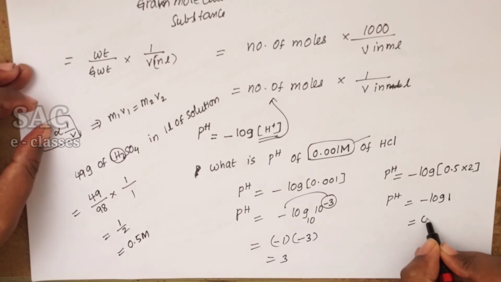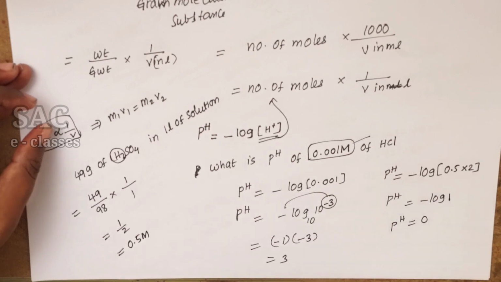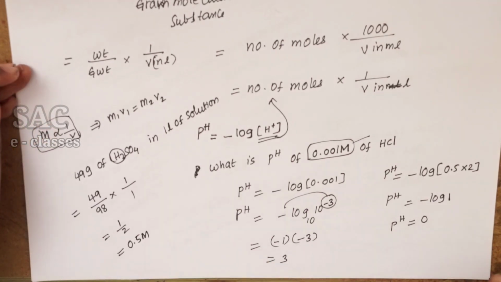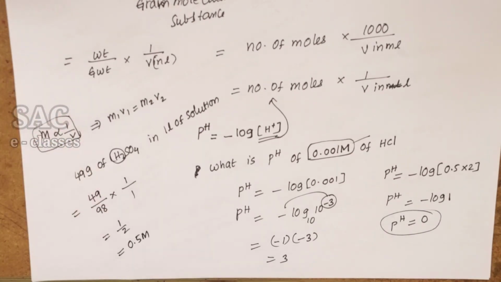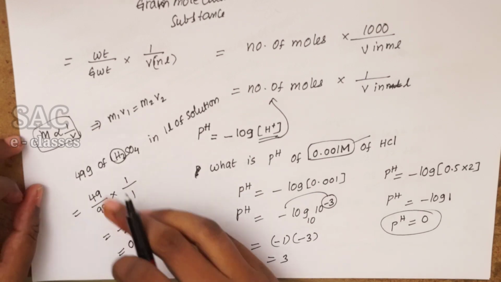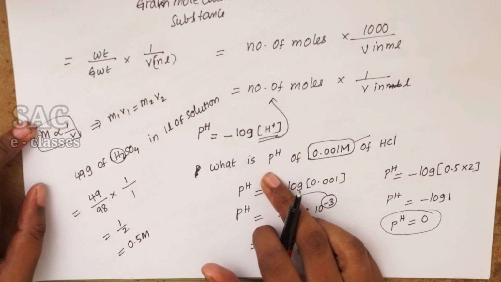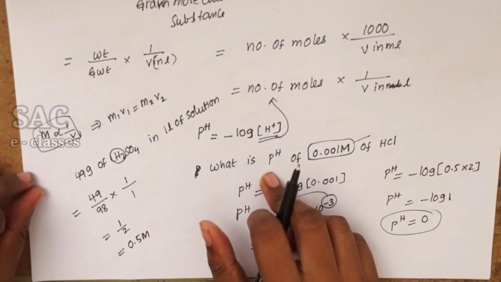We know log 1 is 0. Then the pH of 49 grams of H2SO4 in 1 liter of solution is 1. In this way we can calculate. Now I hope you have understood why I started with molarity for the pH concept. Let's start our topic without delay.